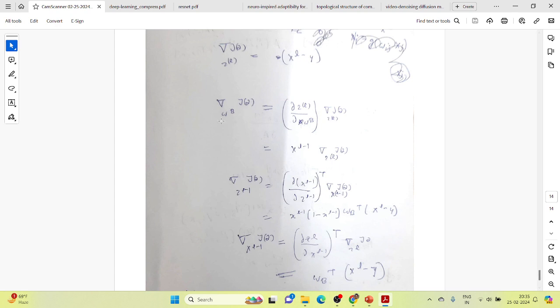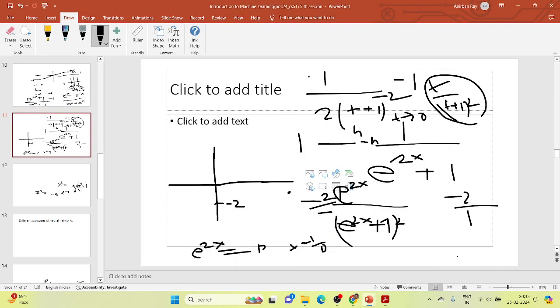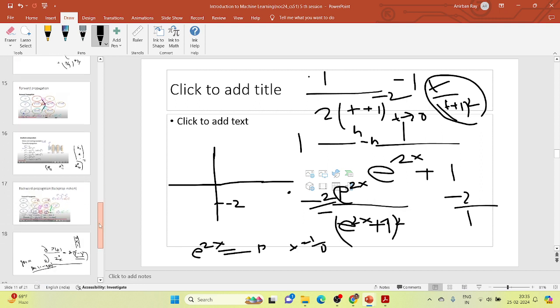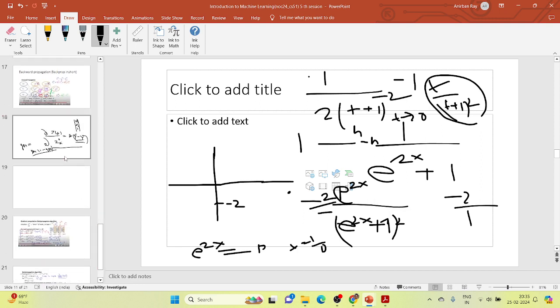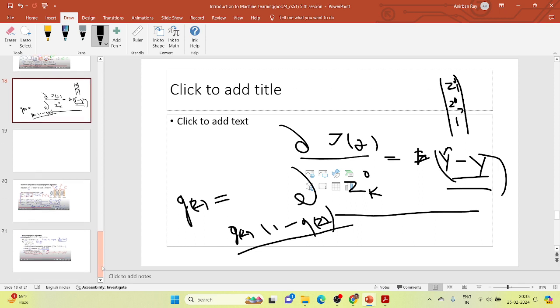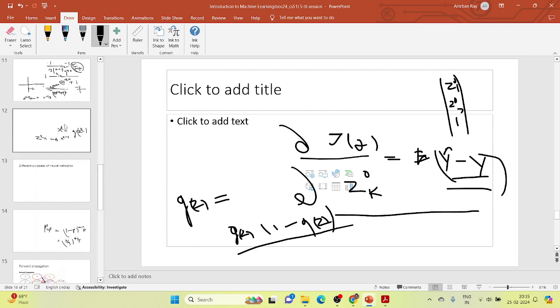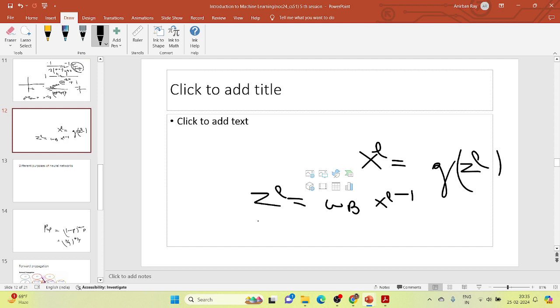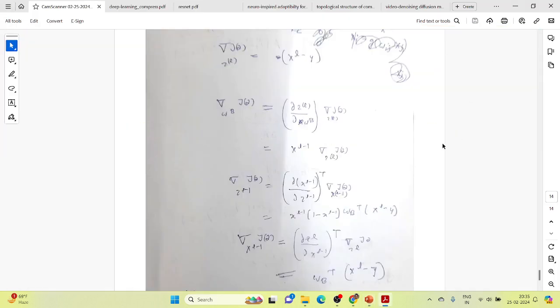Calculation of WB is actually easy enough. Let me show you. This WB I have got from here. This is the relation of ZL, XL minus 1 and WB. So what I need here is the derivative with respect to WB, so I've used the chain rule here.